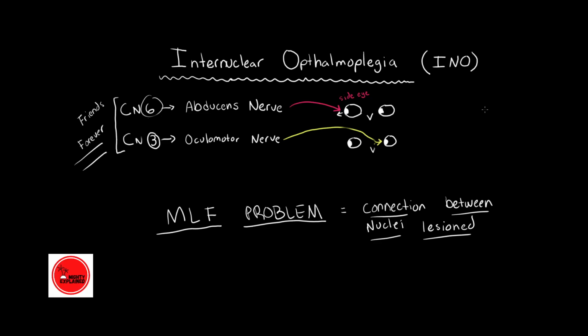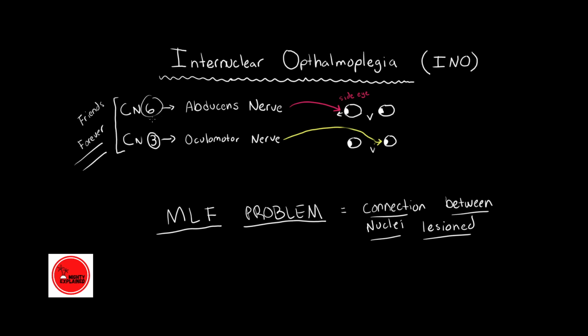Welcome back, everybody. In this episode of Mighty Explained, we're going to be talking about internuclear ophthalmoplegia. And this is pretty much a problem with the eyes. When you look to your left or look to your right, you need two different nerves that work together to make that happen. Why is that?